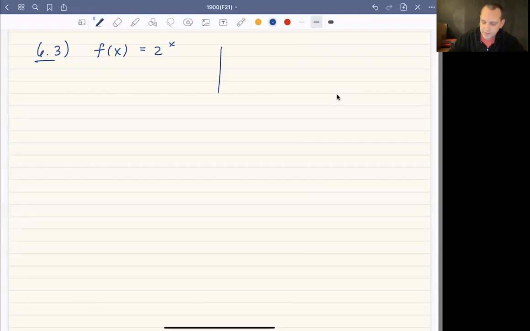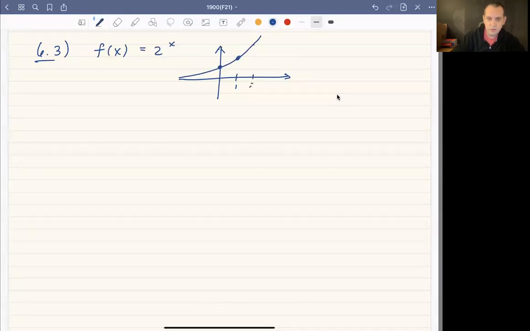If we were to graph this function, which I think we did in the previous video, you would end up with something like this. At 0, the function's 1. At 1, the function's 2. At 2, the function's 4. At 3, the function's 8, and so on. We know all this. And then at -1, the function's 1/2. So that's the function 2 to the x.